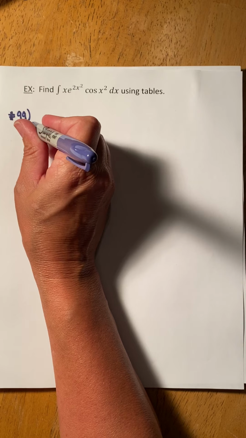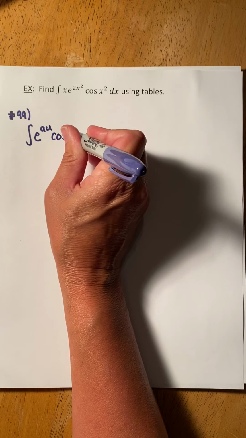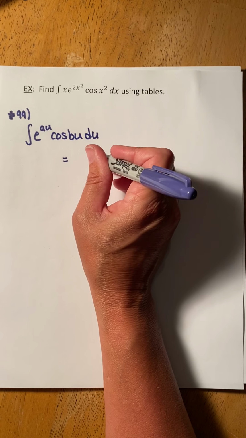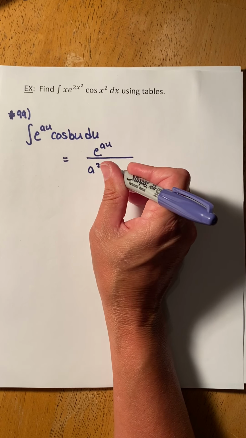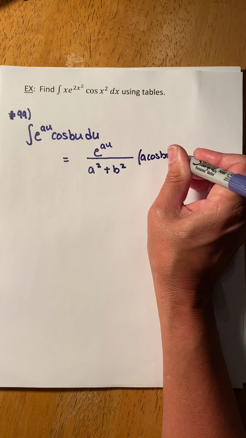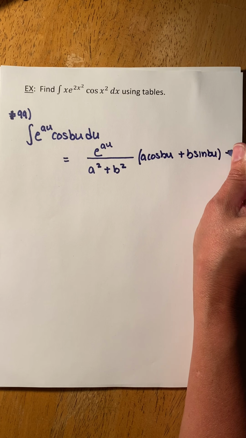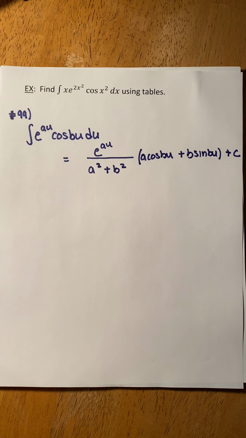Number 99 says if you integrate e to the au cosine bu du, we have a template for this. It is e to the au over a squared plus b squared, times a cosine bu, this is our template, number 99, plus b sine bu, plus c. So looking at this, this looks a lot like our integration by parts problems when we ran into those loops. So you could do this by parts.